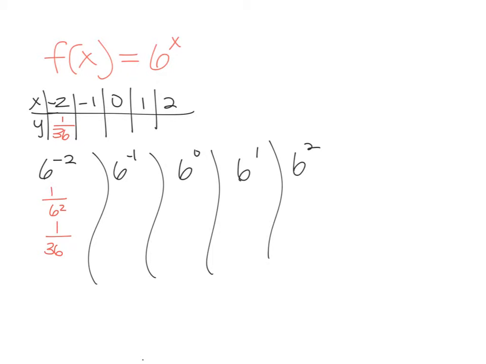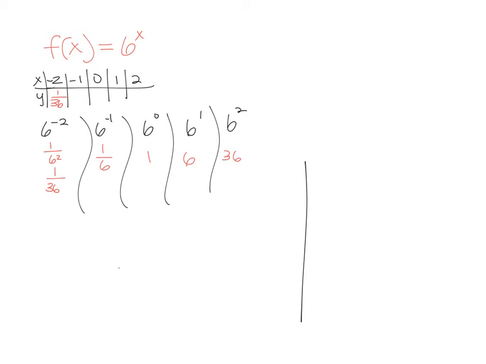Yep. All right, negative 1. 6 to the negative first, it would be what? 1 over 6. So that 6 goes to the bottom. 6 to the 0. Anything to the 0 is 1. 6 to the first, 6. 6 to the second, 36.